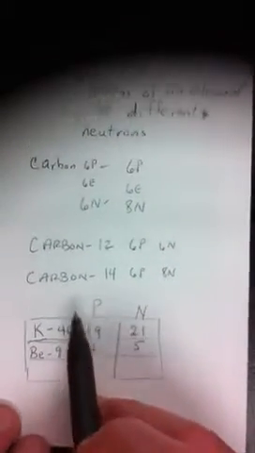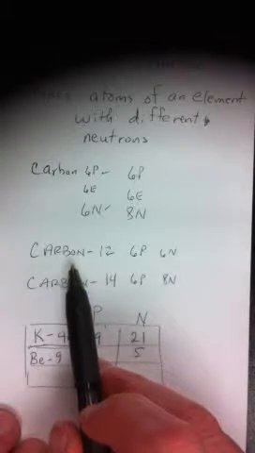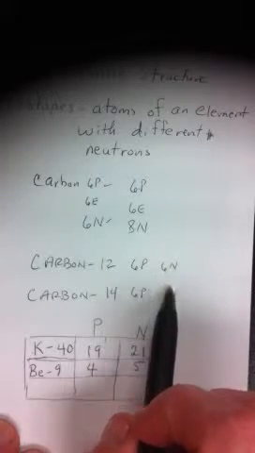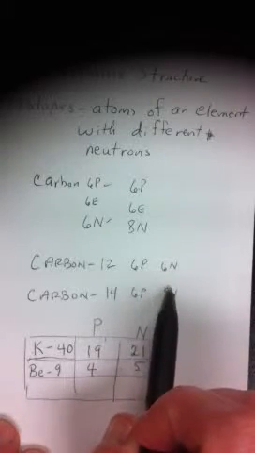So once again, these are isotopes. They're atoms of an element, the same element. They have different numbers of neutrons. That gives it a slightly different mass.